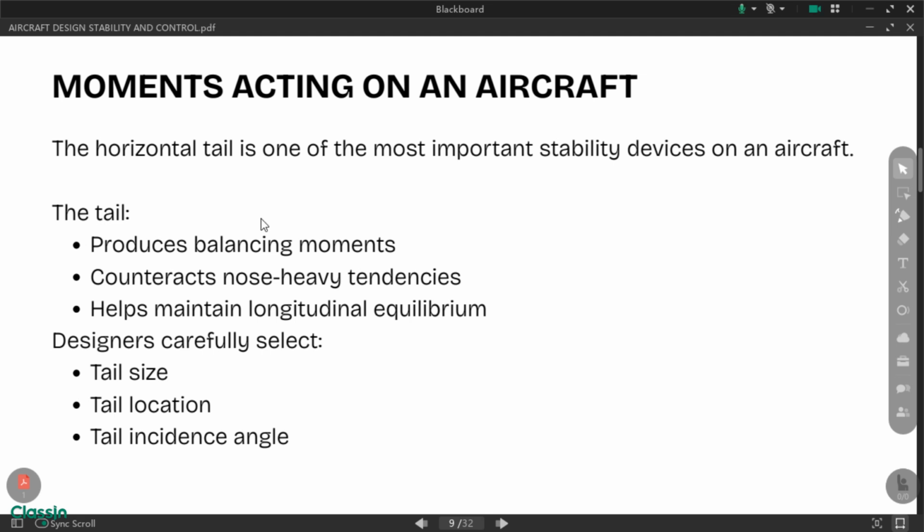Moments acting on an aircraft ay nakalimutan ko palito yung title but should be yung sa tail force natin. Okay. So the horizontal tail natin, no, again, it's one of the most important stability device on an aircraft kasi again, it's the primary tool for balancing the aircraft longitudinally.